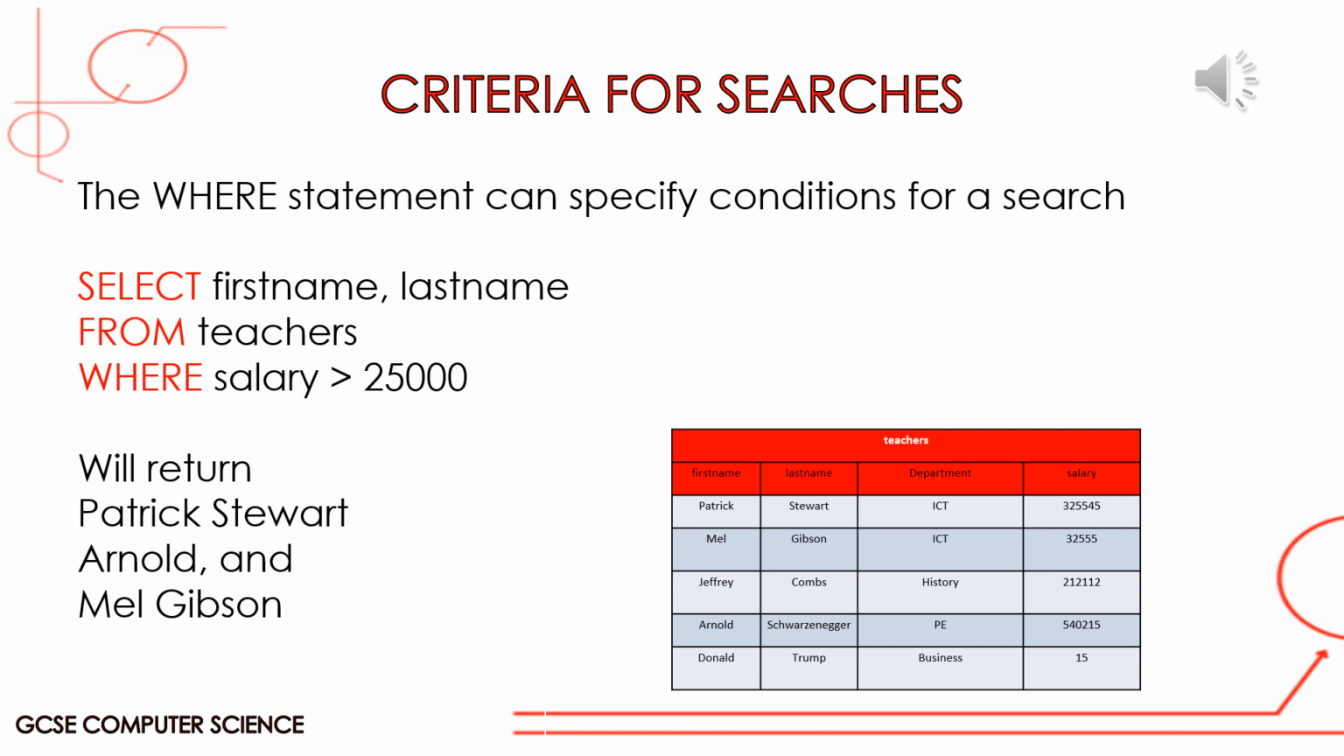So SQL follows the structure when we are searching. It's select from where. Select from where. You just need to keep remembering select from where. After select, you need to say what you want to select. From, you say which table you want to select it from, and where is the criteria that you are looking for.